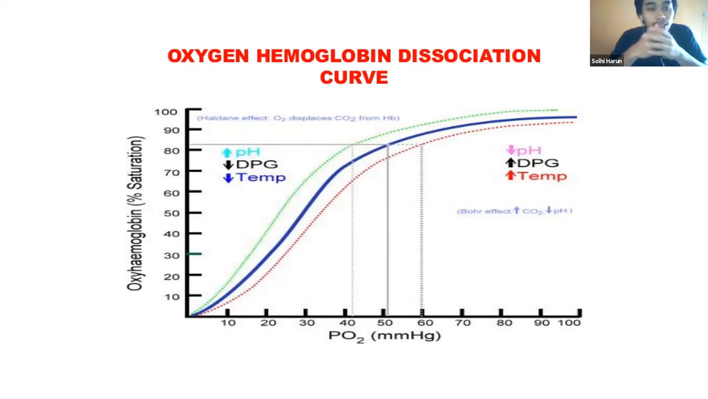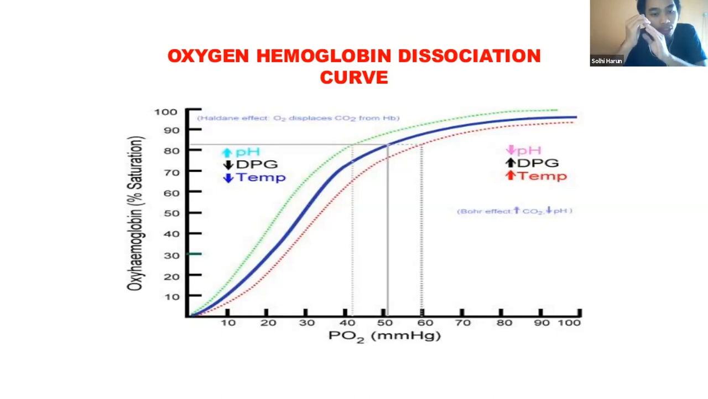Among the factors that increase oxygen unloading, or in other words shift the curve to the right, we can remember them by a mnemonic called CADET face right. C for CO2, A for acidity, or increase in H plus, or reduction in pH value. D for 2,3-DPG, which is a byproduct of glycolysis. E for exercise, and T for temperature. Anything that increases these values will shift the curve to the right. In other words, it will cause more unloading of oxygen.